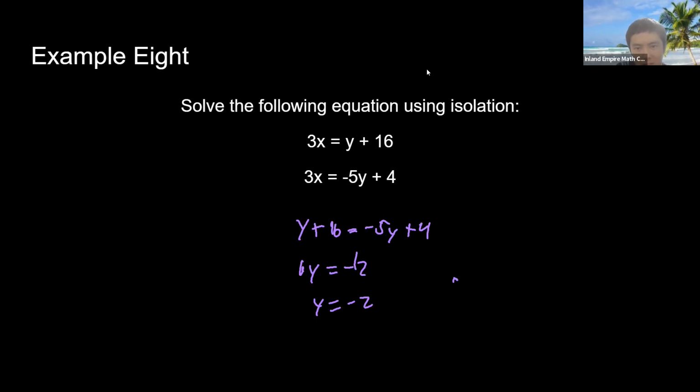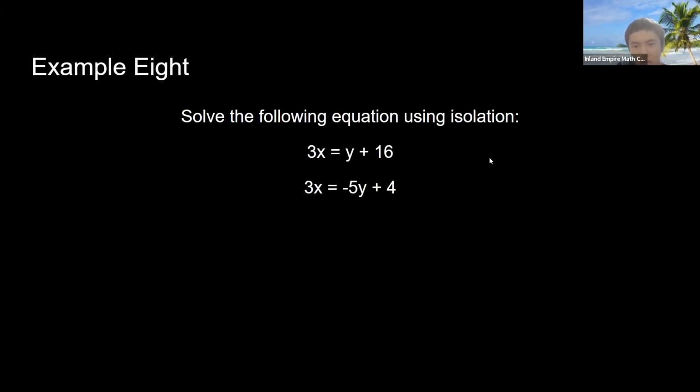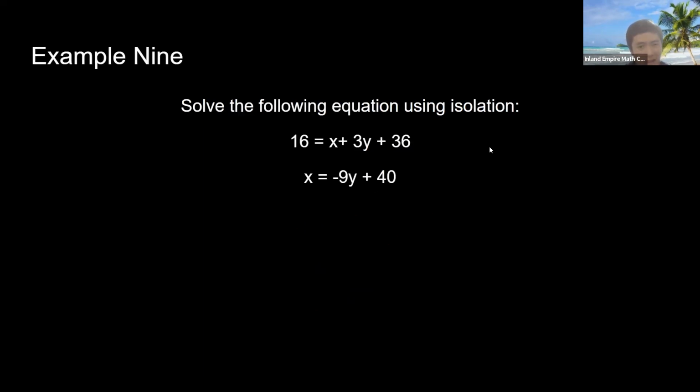Now it's your turn to try. So indeed, equations aren't always that simple, but you can always make it simple using isolation. So again, isolation, you want to isolate the same variable for both equations. So how will we do this question in this case?